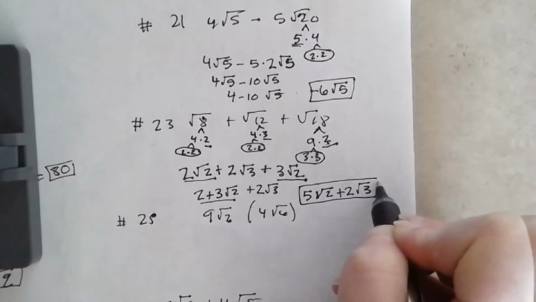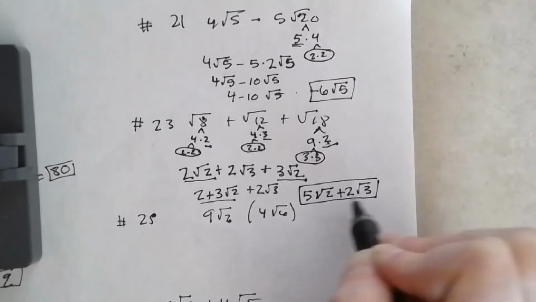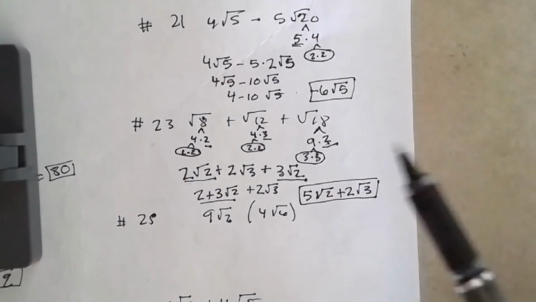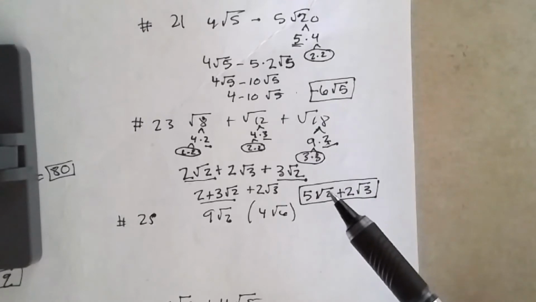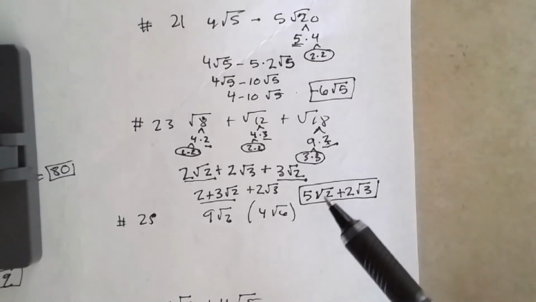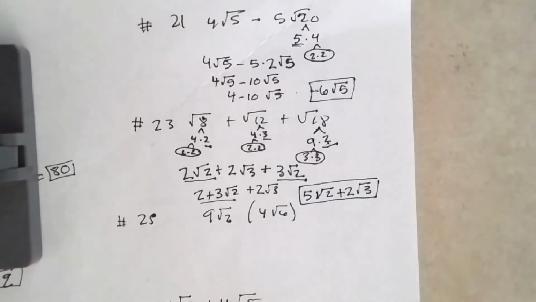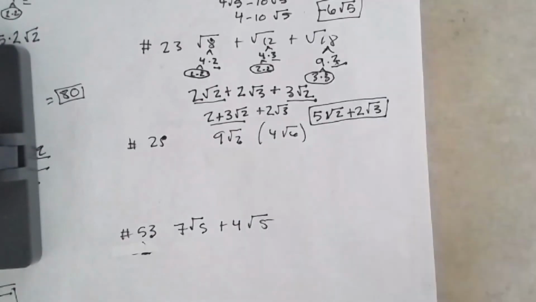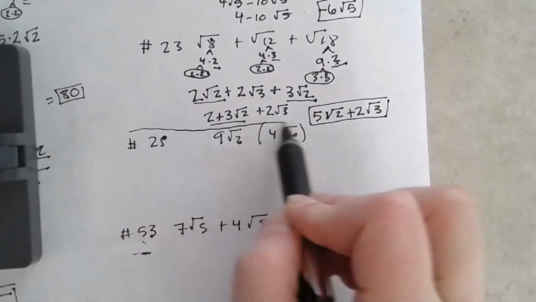I can't do anything else with that because these two are not like terms. So it's like trying to add an x and a y. You can't do it. Okay? So on 23, you actually end up with one answer, but 2 different square roots being added together. Okay? On number 25.